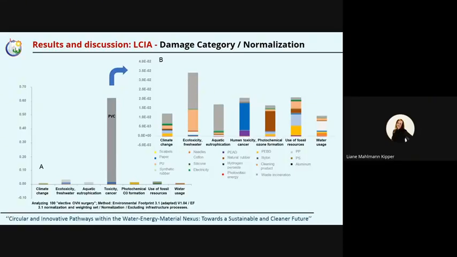Now, let's look at the normalization of damage categories. By removing polyvinyl chloride, specifically the human toxicity cancer category, from this figure B, we were able to see the intensity of other impacts. This adjustment allowed us to identify incineration as the next major hotspot, contributing to our analyzed categories due to the treatment of infectious waste.